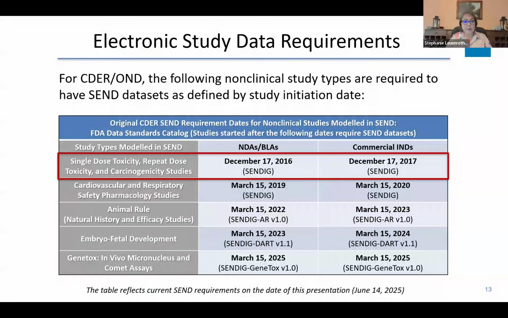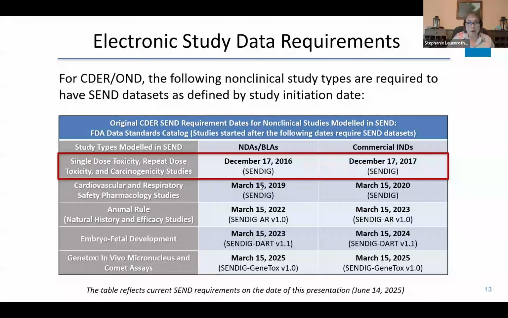So as you can see from this table here, that was just the beginning, these 3 study types. And again, you had this 1-year gap between the requirement for NDAs and BLAs versus those for commercial INDs. Now, as time went on, CDISC published additional SEND implementation guides. We took a look at them, decided if they provided value to us, and ultimately, these are the ones that were published on the FDA data standards catalog, different SEND IGs that supported different study types to be modeled.